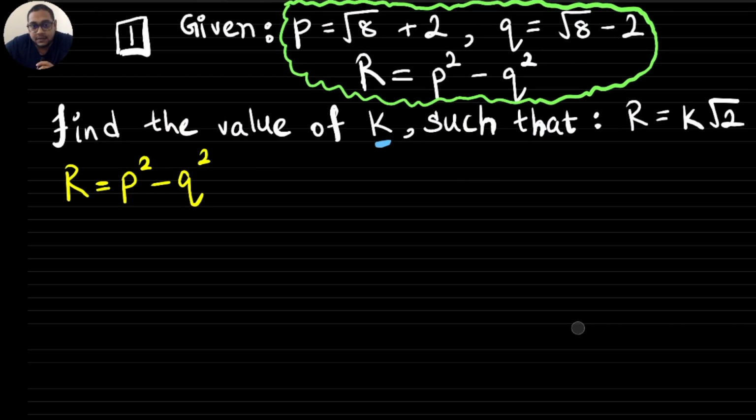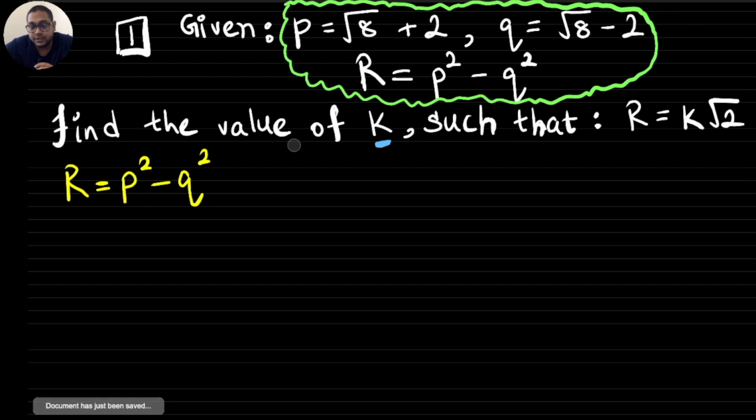In this example, we will find the value of k such that r equals k multiplied by root 2. You need to understand that k here would be a constant. And also we have been given a few initial conditions which we will have to use. I have rewritten r equals p squared minus q squared. We will need this in order to find the value of k.